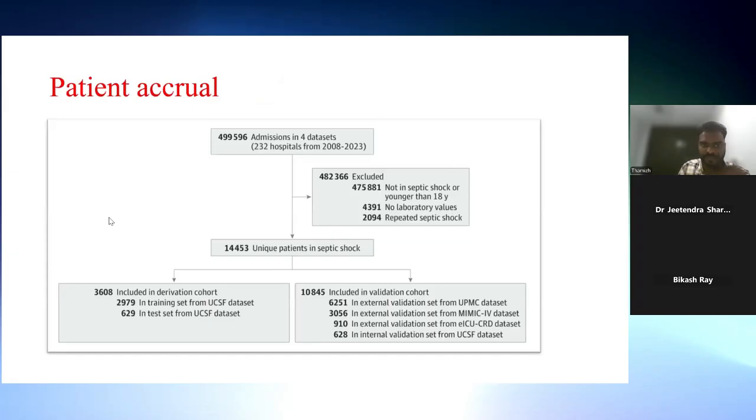Coming to results, basically they have admitted 4,99,596 patients, of which 4,82,336 patients were excluded. So effectively they included 14,453 patients. In this, they've taken 3,600 patients in the derivation cohort, and the derived model was validated in the validation cohort in the four data sets. One is the internal validation set, which is from the UCSF data set, and the other external validation sets were the UPMC, MIMIC4, and eICU.